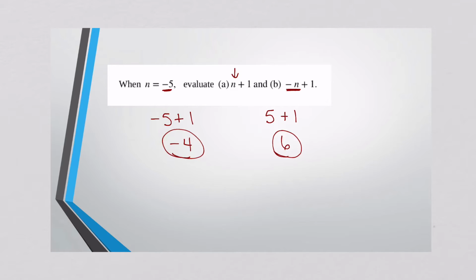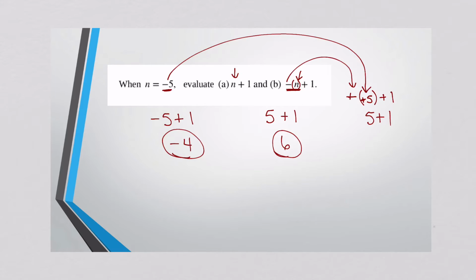Another way to look at this is if you put a parenthesis right here, then I would have this negative right here, then I would have parentheses, and I'm going to plug this in right there. And what happens whenever you have a negative times a negative? It turns into a positive, so I've got 5 plus 1, which is 6. It's another way to look at it.